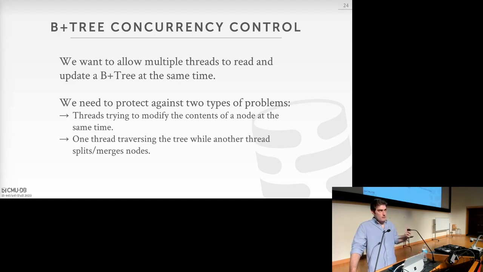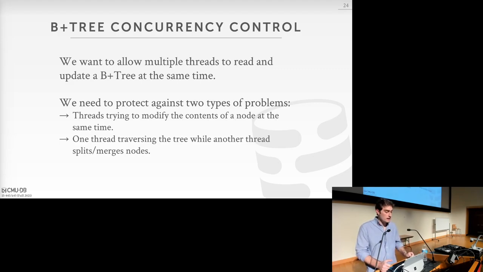So again, updating here becomes a little bit trickier than how we're doing the updates in the hash table, because we need to worry about the different types of reorganization that can occur in the B plus tree. So specifically, we have to protect against these two types of problems. One is that threads are trying to modify the contents of a node at the same time. So imagine we want to insert into a particular node, and we have two threads that have conflicting writes in that node. That's one issue that can come up.